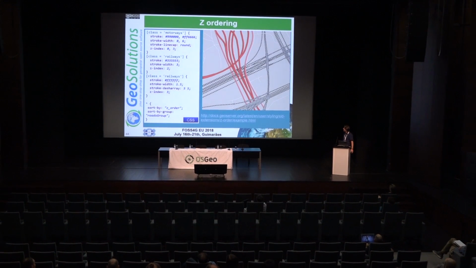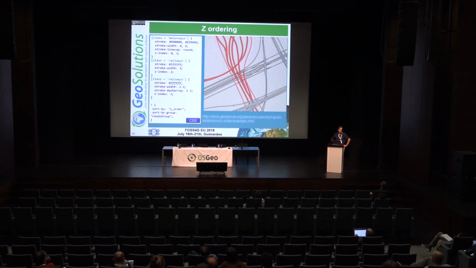Z-ordering is very, very important if you do any kind of roadmap, because there are overpasses, underpasses, tunnels, and whatnot. You want to draw the lines in the right order to respect the order of the real world. This is a real crossing in Germany. I don't know how they did it, but somehow they did it. And if you try to style it the wrong way, it's going to look like a mess, with the bridges going below the roads and stuff like that.